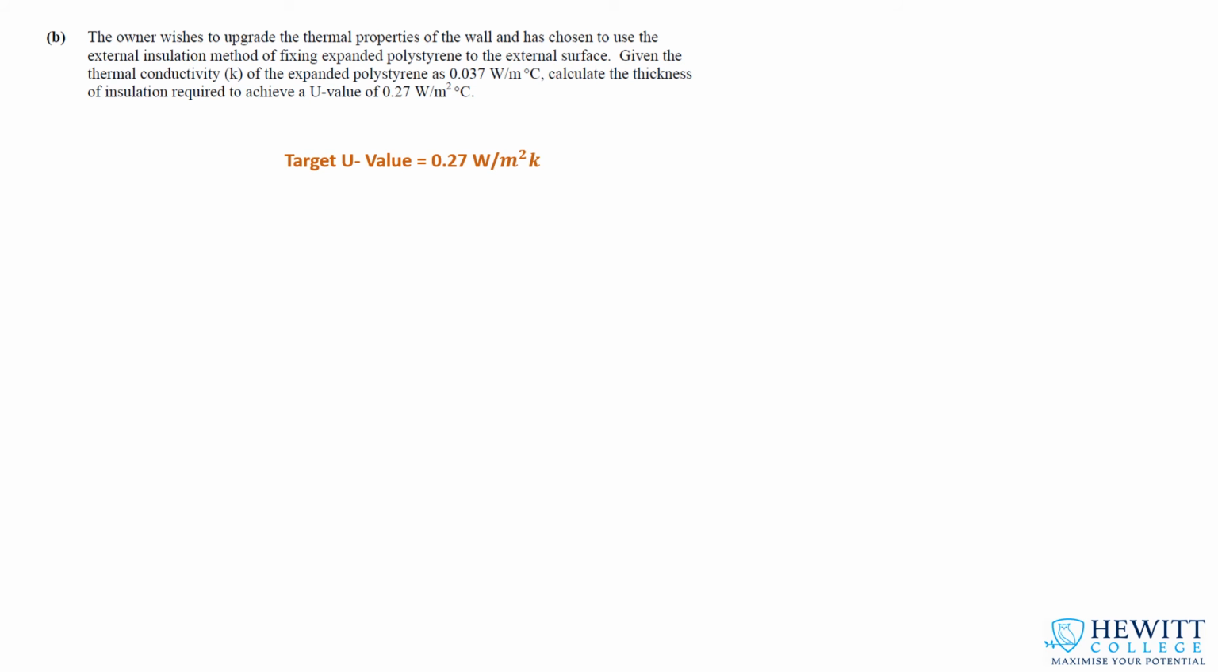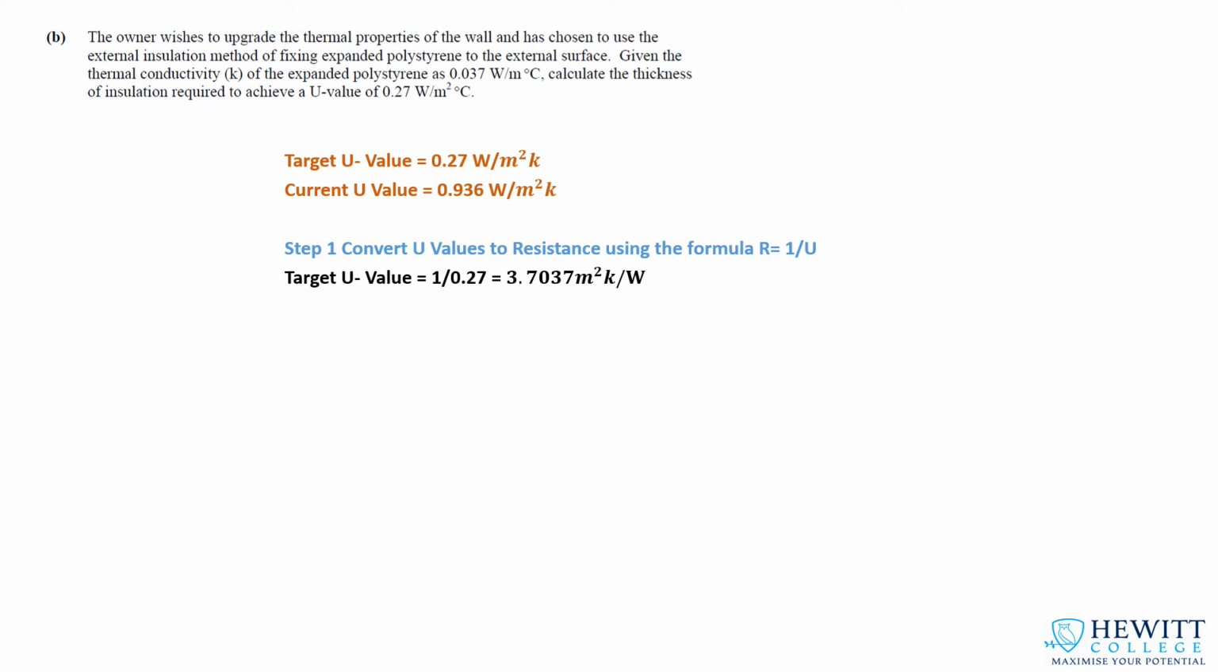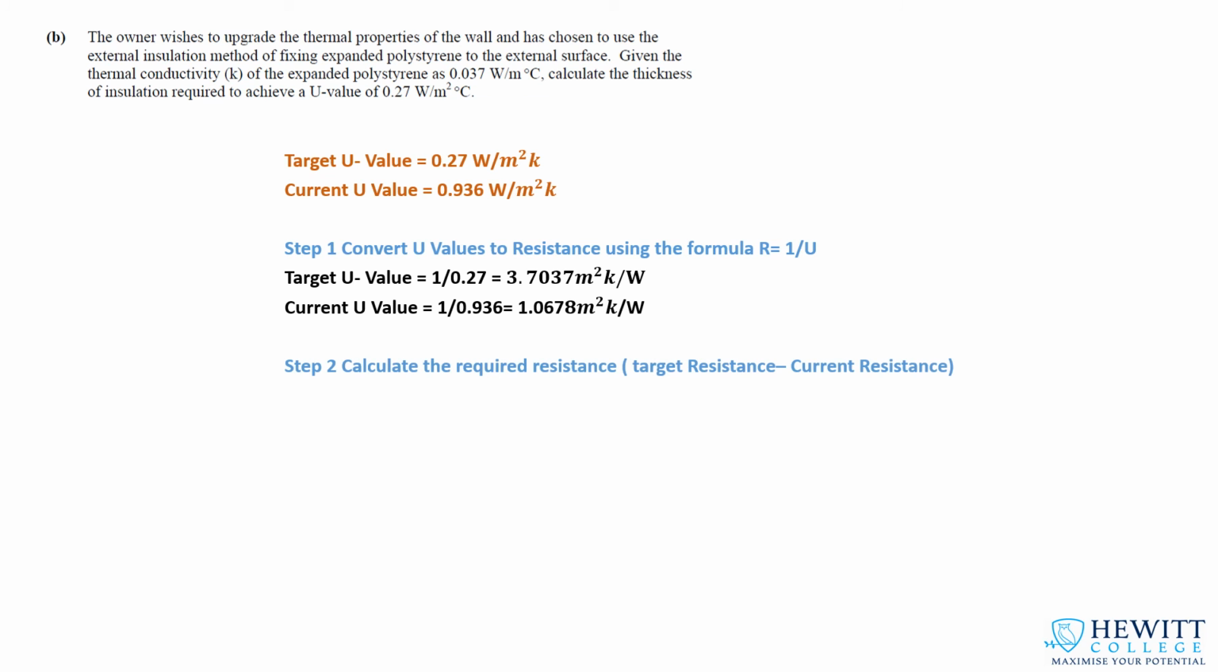First off, our target U value is 0.27. We already have a U value of 0.936 from part A of the question. What we need to do now is convert the two of these into resistance. To do that, we're going to use the formula R equals 1 over U. The target U value equals 1 divided by 0.27, and that'll give us a resistance of 3.7037. Our current U value is 1 divided by 0.936, and that equals 1.0678.